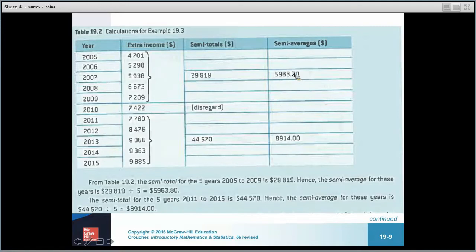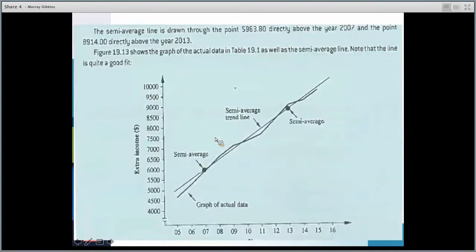and we've got 2 points for our semi-average. We could graph that next to 2007 on the x-axis. We could graph 5963, plot 1 point, and next to 2013 on the x-axis, plot 8914, and we've got enough to draw a line between the two.